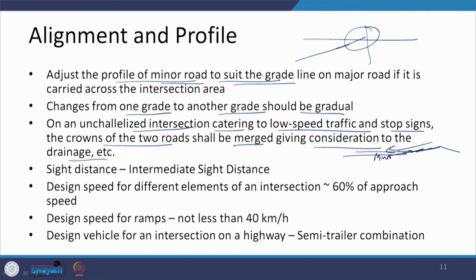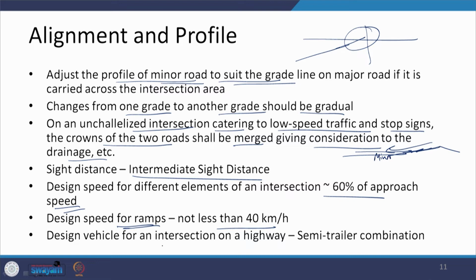so that whatever water is there drains off easily. Side distances have to be taken care of, and in most cases the side distance we are talking about is an intermediate sight distance at an intersection. The design speed for different elements of an intersection, I talked about this a few slides back and in the previous interaction. It should be 60% of the approach speed, but it is not the same for each and every case. We are going to look at a few more things in this direction. This is one case, you can keep it in mind. Then in the case of ramps, it should not be less than 40 kilometers per hour. So, most of the time we are designing for 40 or 50 kilometers per hour speed.